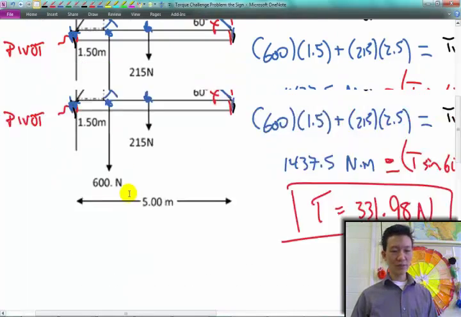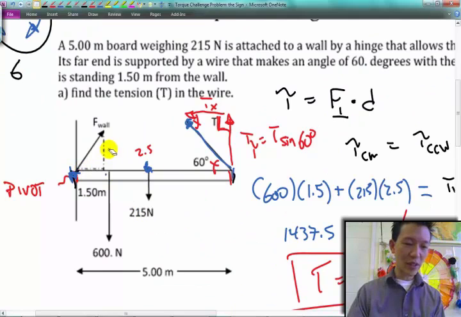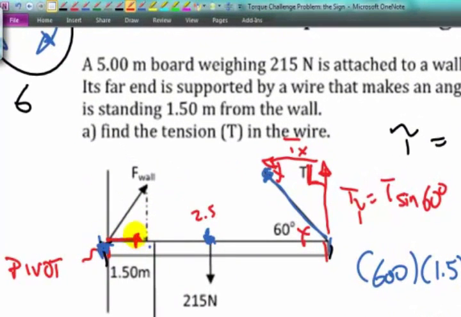So let me zoom in here to help you picture this. The wall is really doing two things. I'm going to move this guy out of the way here. The wall is pushing to the right in the x direction, and it's pushing upwards in the y direction.